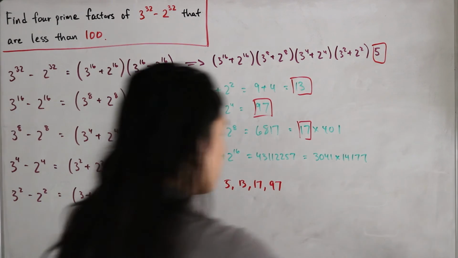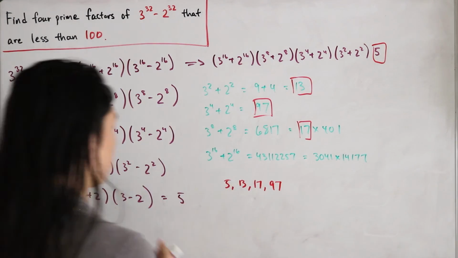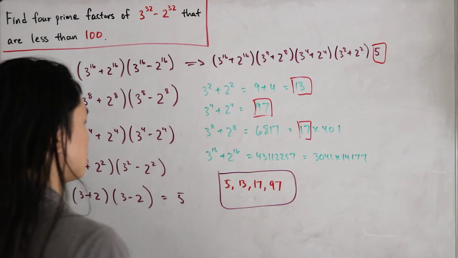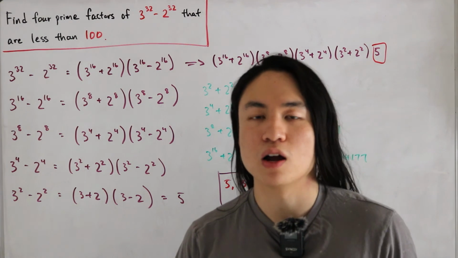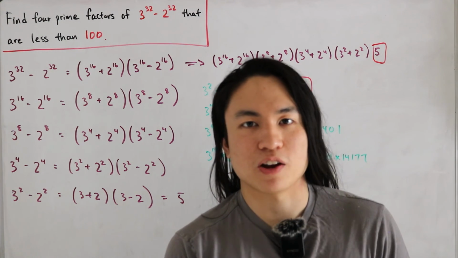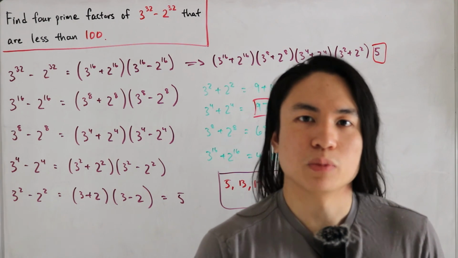So with that, that concludes our simple little number theory problem of utilizing the prime factorization, but also at the same time utilizing the difference of squares to break this down to help find our prime factors. So there you have it. And yeah, that's pretty cool if you ask me.